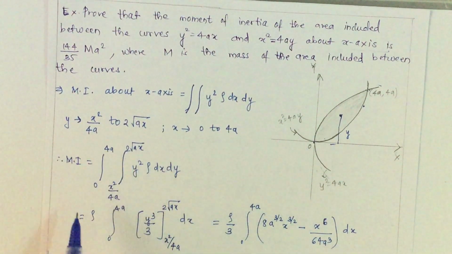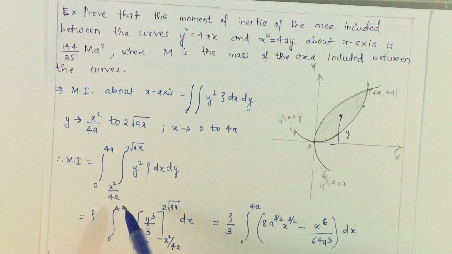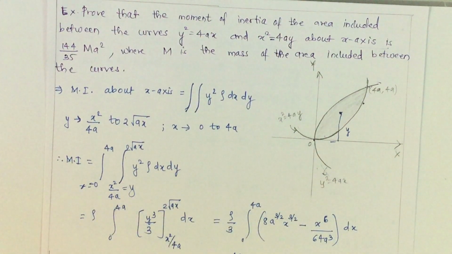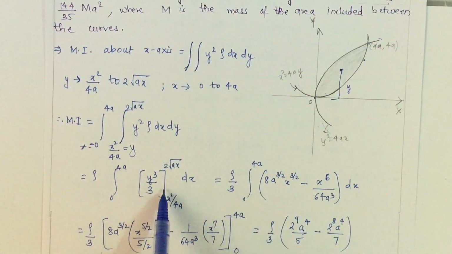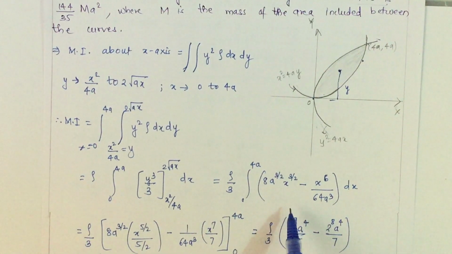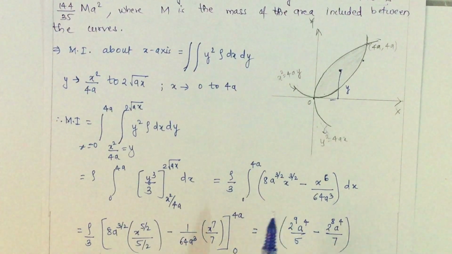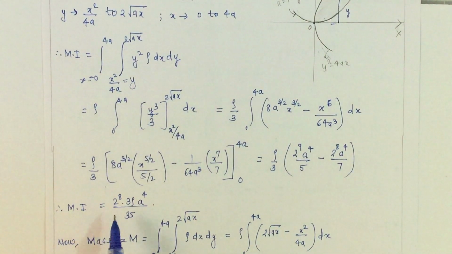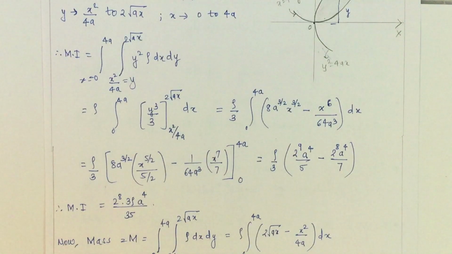Rho will be treated as constant, so take rho outside the integration. First we will integrate with respect to y since these are y limits, and then we'll integrate with respect to x. So the integration of y square is y cube by 3 within the limits x square upon 4a to 2 root ax. We'll get this equation. Now evaluating this function within the limits with respect to x, we obtain the moment of inertia as 2 to the power 8 into 3 rho a raised to 4 upon 35.